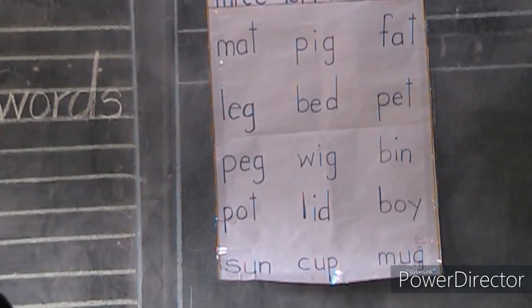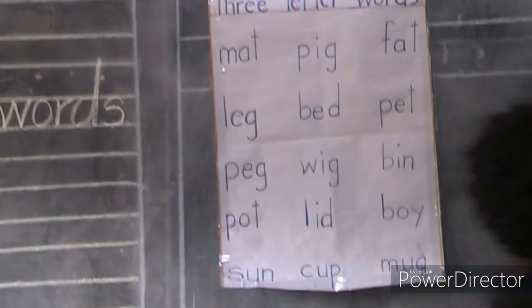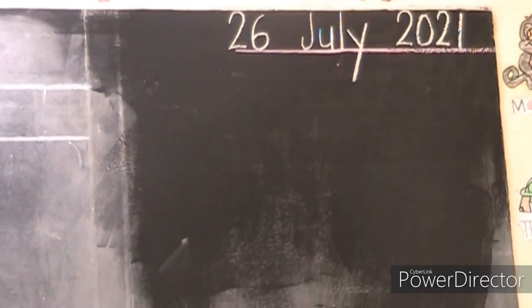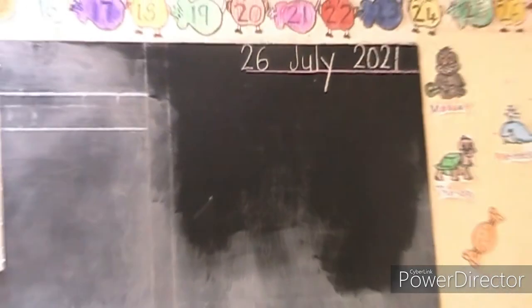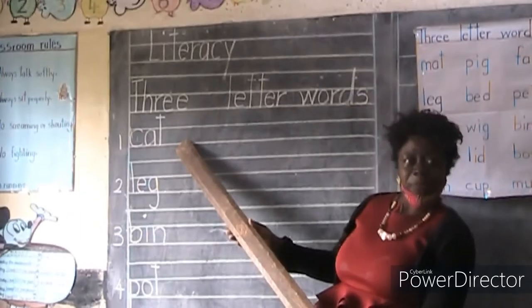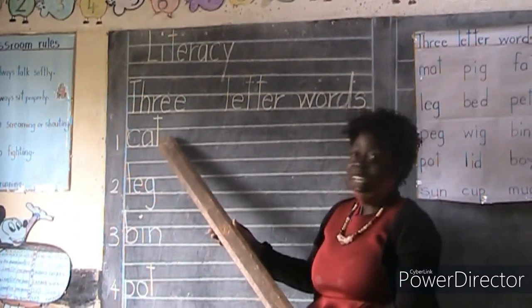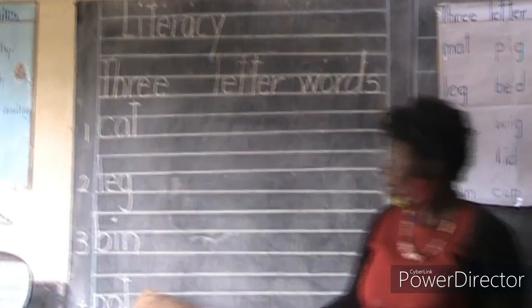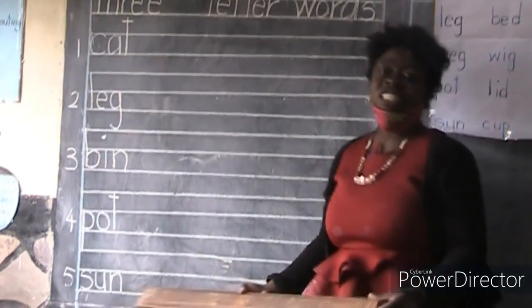Today's date, 26, 2021. Next line, write your first name. You copy the title, three letter words. Then you write number one, you write first word cut, and your word should sit on the line. Look at the way the letters have been written. This is how I would expect your word to look. Word one, cut, two, leg, three, bin, four, pot, five, sun.